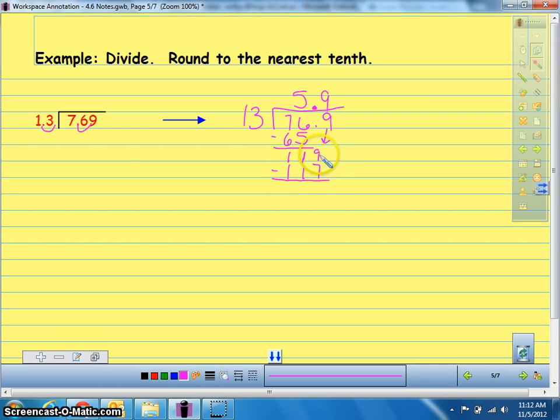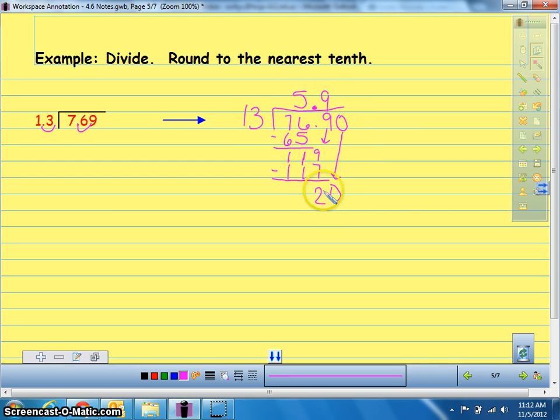So now when I subtract 119 minus 117, I get 2. Ugh, I'm not done, so I've got to add a 0 and bring it down. Now it says round to the nearest tenth. I can't stop here. I need to find out what this next number is going to be in order to see how I'm going to round it.